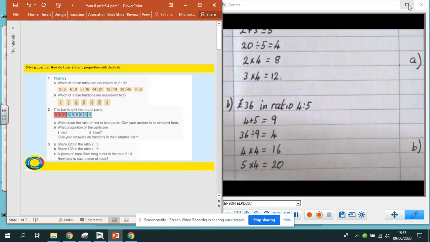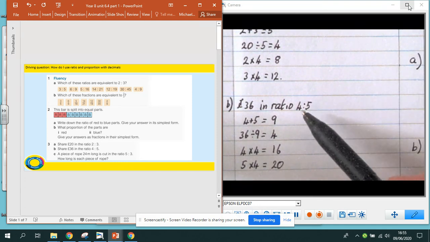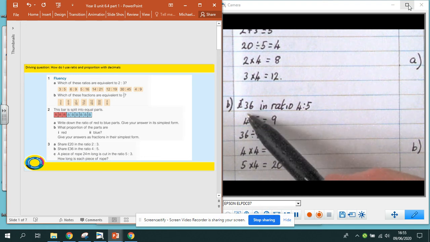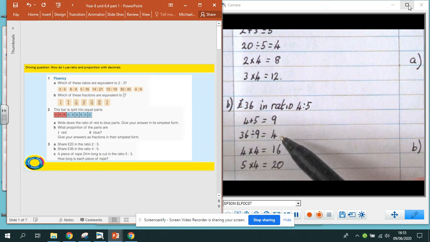In the next one, the process is exactly the same. We start off by adding the 2 numbers in the ratio together. 4 plus 5 is 9. 36 divided by 9 is 4. So each share is worth £4. The first person gets 4 shares, so 4 times 4 is 16. The second person gets 5 shares. 5 times 4 is 20.